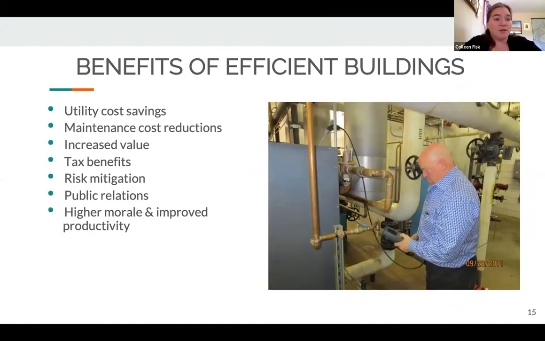There's a lot of benefits. I mentioned, of course, the straight utility cost savings, right? Like less paying for electricity or however you do your heating, less maintenance usually, increased value. There could be tax benefits depending on where you are. Mitigating risk, okay? Public relations, I mean, let's be real here. When people say they get a LEED certification, they blast that out to the world. Look how efficient we are. This is great. That can be a good thing too. And then an interesting point is higher morale, which can also impact your productivity.